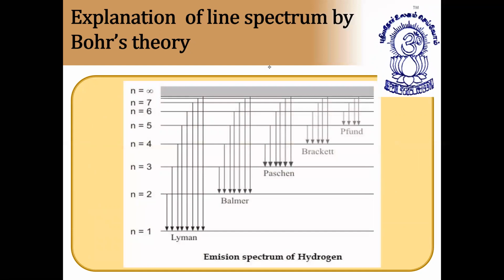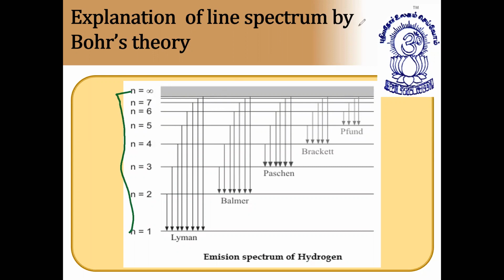Clearly you can see here. In the first one, the Lyman series, the electron is jumping from n equal to infinity or n equal to 7, that is a higher energy orbit, to n equal to 1. All these lines are coming from n equal to 7 to n equal to 1. So this series of lines is called the Lyman series.